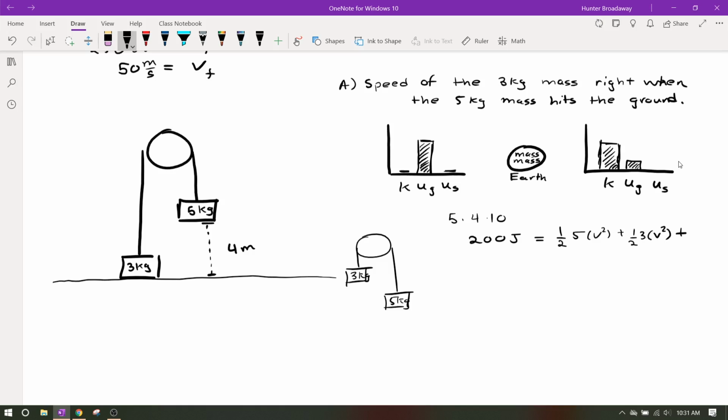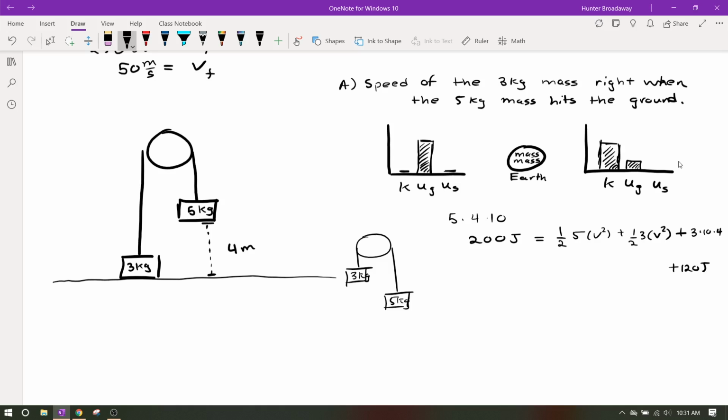And then the last part is mgh, but that's only the 3 kilogram block. So that's the mass of 3 times gravity, 10, times the height. Well, if the first one went down 4, then this one's going to go up 4. So that's 3 times 10 times 4. That's 30 times 4. That's 120.